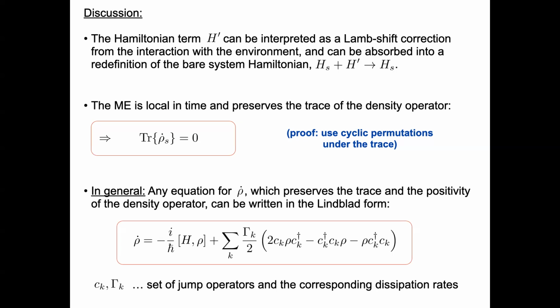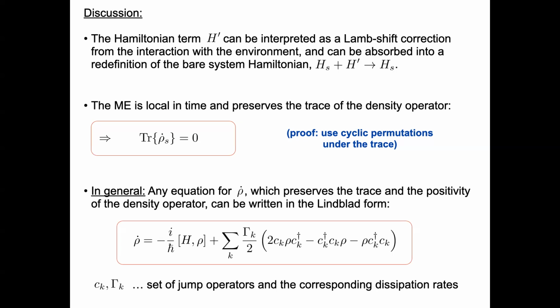If you have a trace where one entry is 1 and the other is -1, this would still be zero trace, but it would not correspond to probabilities. So you have to make sure that rho is positive, all the eigenvalues must be positive, they must correspond to probabilities. So there's a slightly stronger constraint: the equation you can write down must preserve the trace and the positivity of the density operator. And then you can show mathematically that it can always be written in this form.